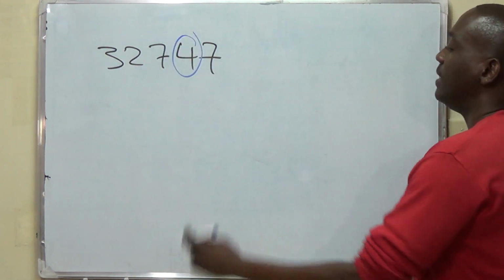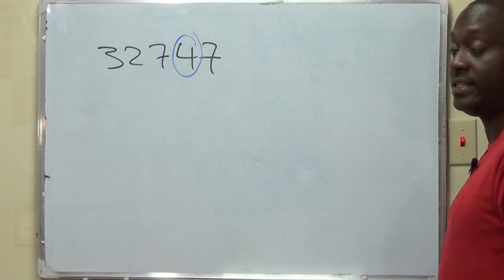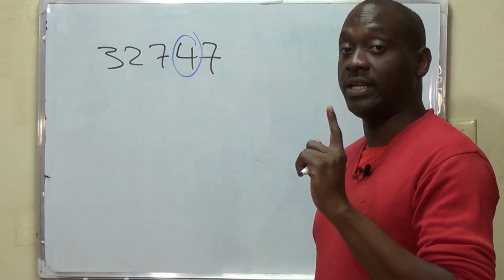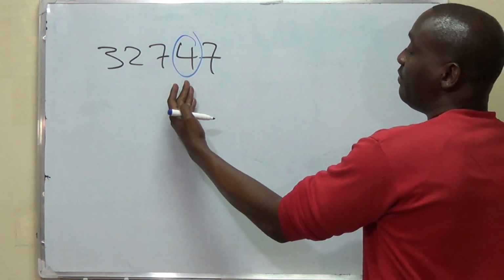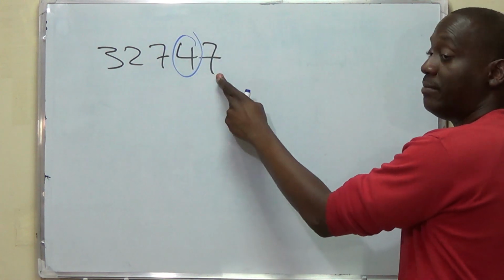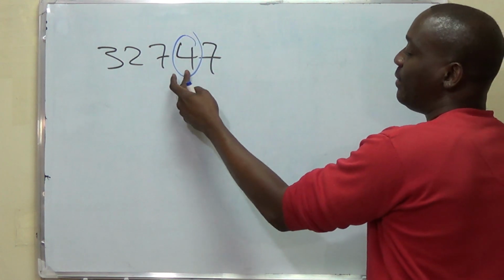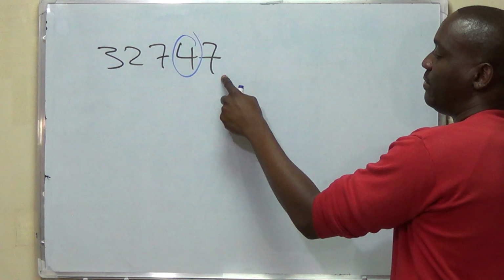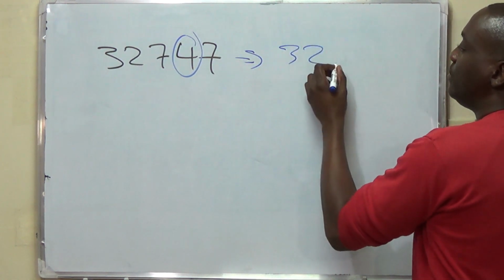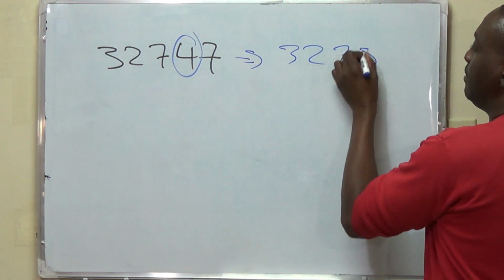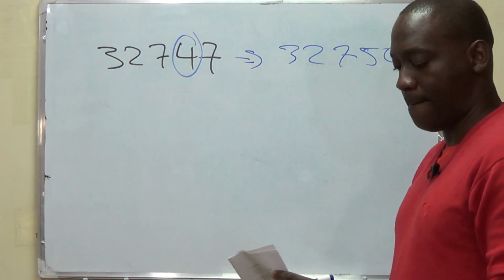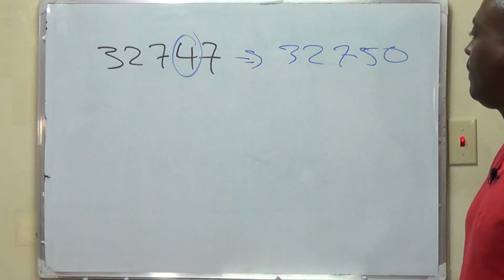So what we do is look at the number after the last significant figure, the significant figure that we're looking for. So we're looking for the fourth significant figure here. After we find that, we look at the next number. If this number is greater than 5, then we add 1 to this and we change this to 0. So in this case, your final answer would be 32750. Good, which is answer B on this question.